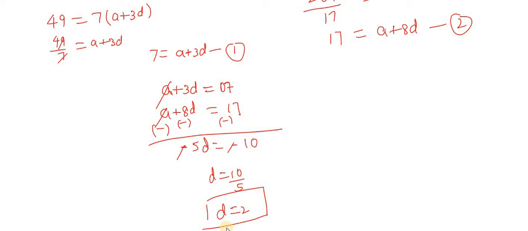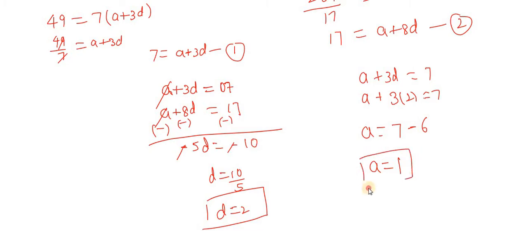Okay, so now what we need to find? We need to find the sum of n terms. We got d, so from this d we can find a also. That is a plus 3d is equal to 7. We don't know the a value, we need to find a plus 3 into d. The d value is 2, which is equal to 7. So therefore a is equal to 7 minus, 3 twos are 6. So a is equal to 1. So we got the a value.